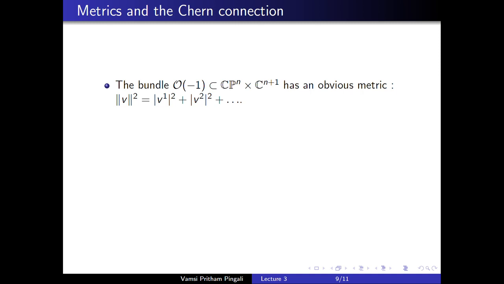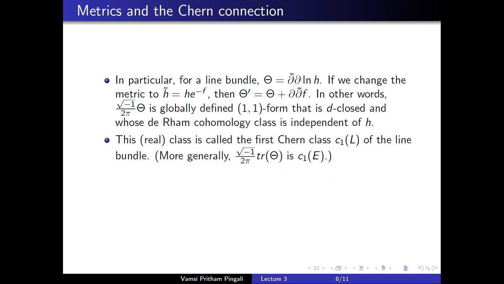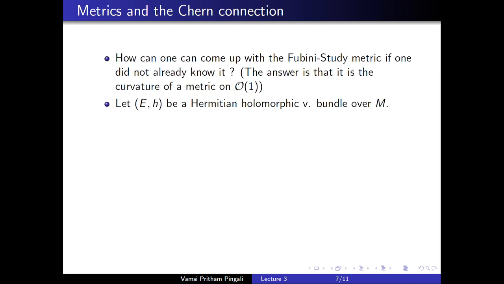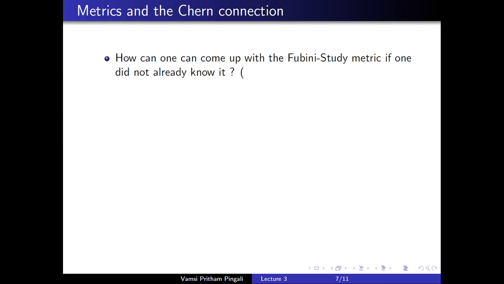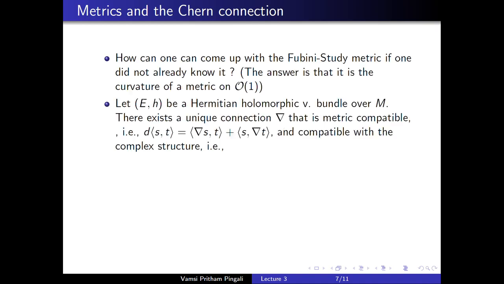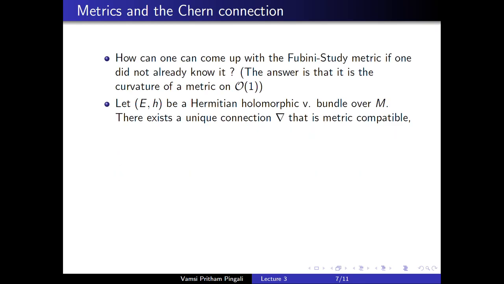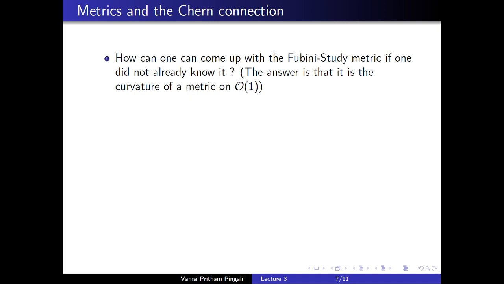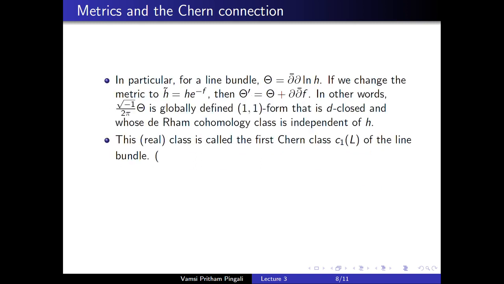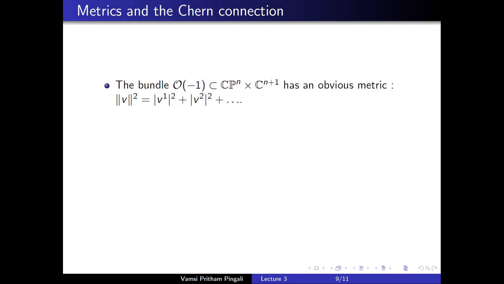Alright. So I promised that all of this nonsense is to answer this question: how can you come up with a Fubini-Study metric if you didn't already know it? I claim the answer is the Fubini-Study metric. Once again, I'm only going to talk about its associated (1,1)-form. That (1,1)-form is simply the curvature of a very natural metric on a very natural line bundle, O(1). So let's try to come up with that.